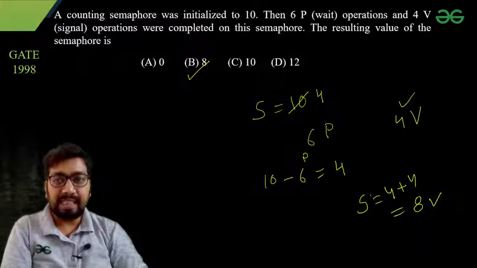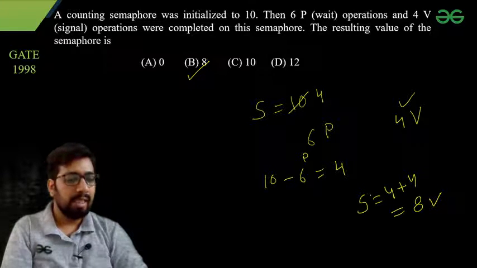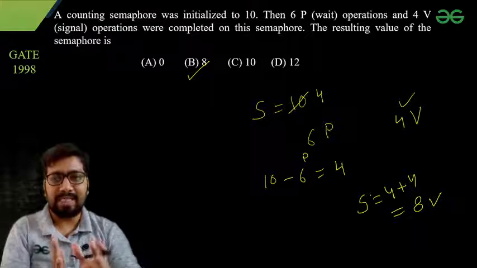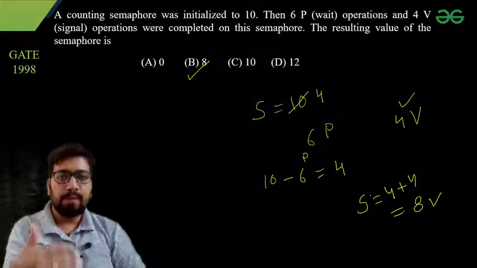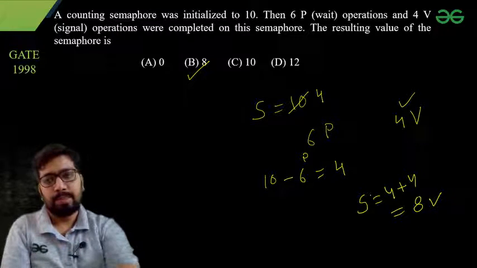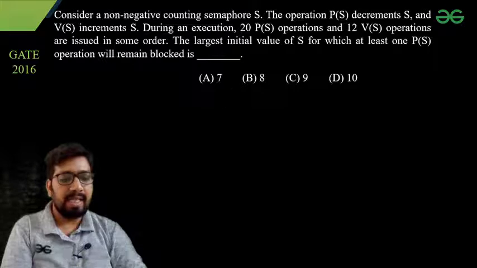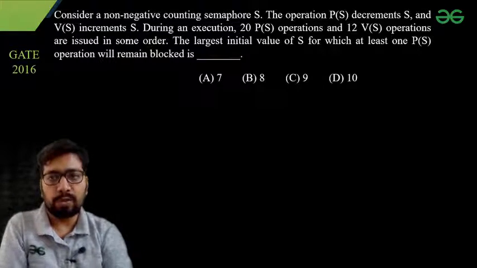This was a pretty simple question asked in 1998. That's why we solved this one first, so you can understand it. And as we go further, we will take more difficult questions. The next question is also based on the counting semaphore, but it is a little bit more difficult than the last one. So first read the question.